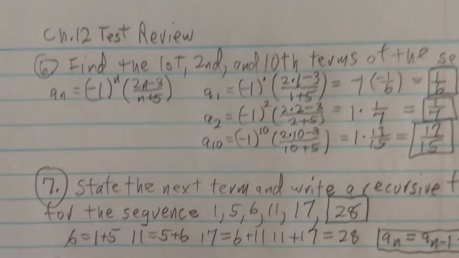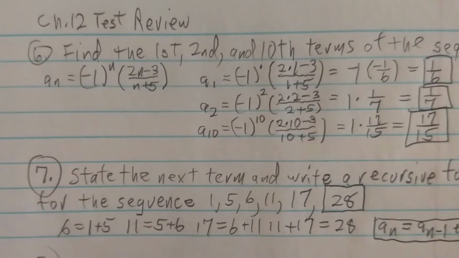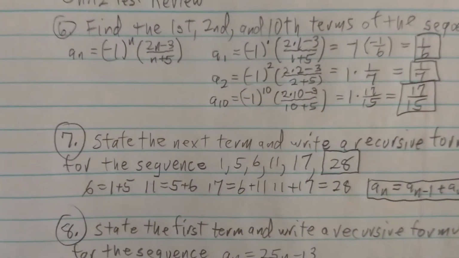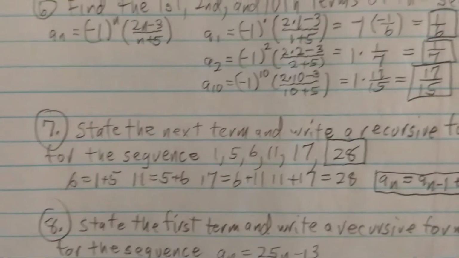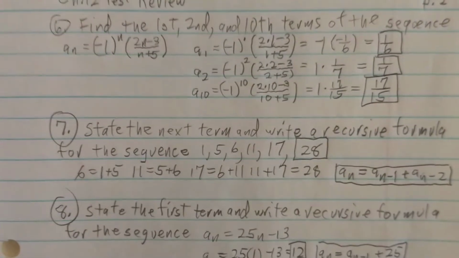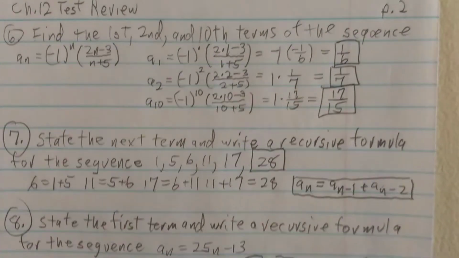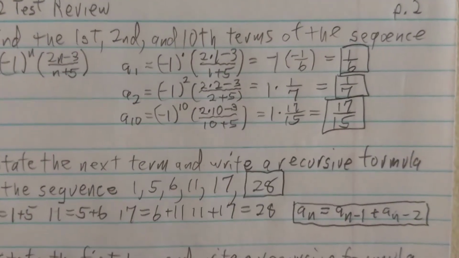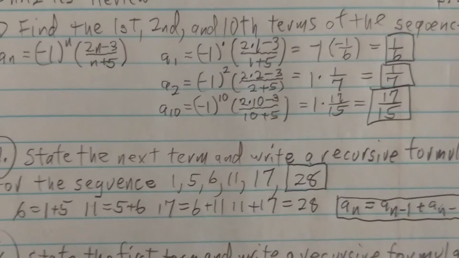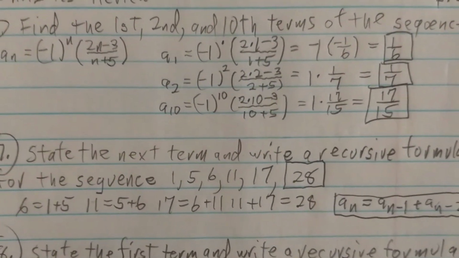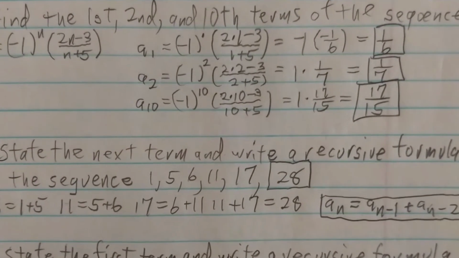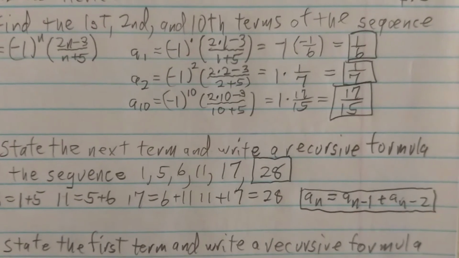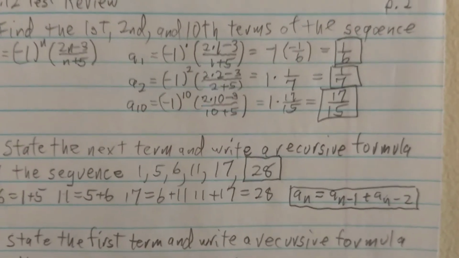Now on problem 6, we have to find the first, second, and 10th terms of the sequence (-1)^n (2n - 3)/(n + 5). So we're going to work this out for each of these three terms. So a sub 1 is (-1)^1 times (2 times 1 minus 3) over (1 plus 5), and that works out as -1 times (2 minus 3, or -1) over 6, which makes it positive 1/6.